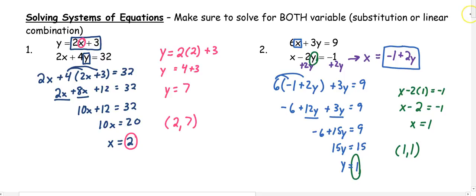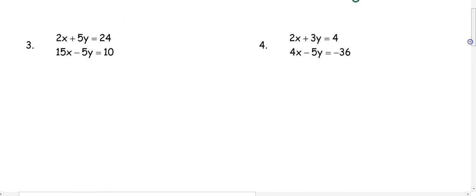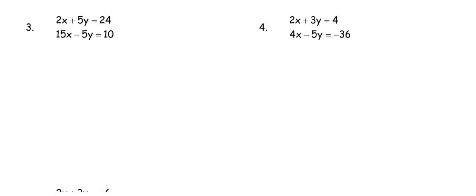Now, for the three remaining problems, we're going to work on using linear combination or elimination. Linear combination or elimination requires that you have the same number in front of a variable with opposite signs. So in number 3, we have a 5x and a -5x. Those cancel out because they're the same number with opposite signs. They would add to 0. That's how we get a variable to cancel out.